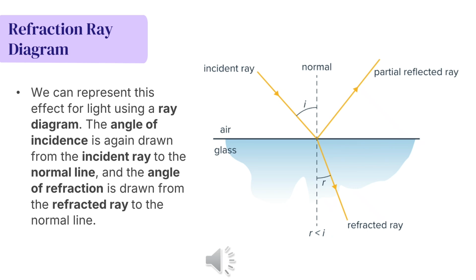We can represent this bending with a ray diagram. The angle of incidence is measured between the incident ray and the normal line. The angle of refraction is measured between the refracted ray and the normal. This helps us compare how much the ray bends.